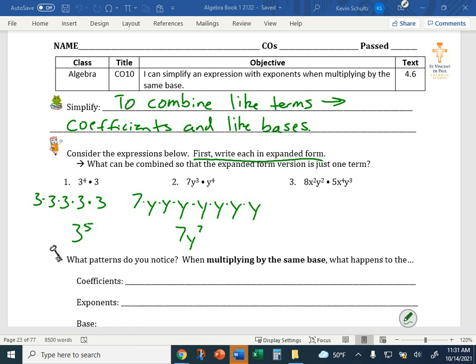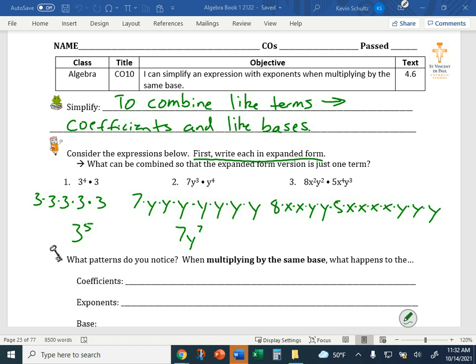The last one, 8x squared y squared, expanded form, what does it look like? Connor. 8 times x times x times y times y. Good. 8 and then 2 x's and 2 y's. Again, only one 8. It's a coefficient. Okay. And then how about 5x to the 4th y cubed? What does that look like? Lauren? Good. Okay.